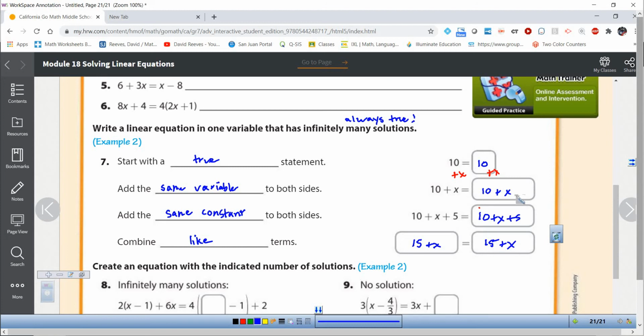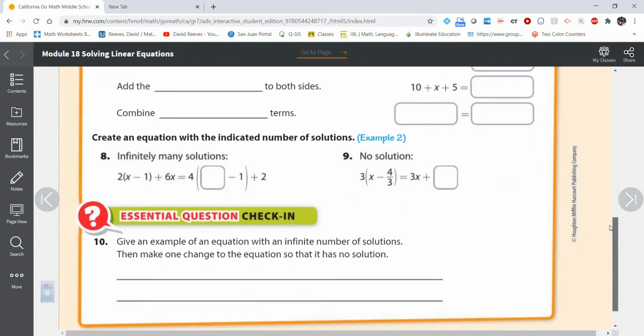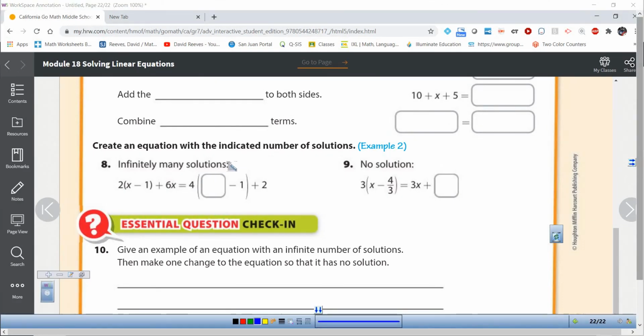Kind of silly example if you think about it, because you could just look at it and see. The ones I like better are when they look different, but they're actually the same. But that's a case where you have infinitely many solutions. Okay, so here we go, one that looks different, but it's going to be the same.